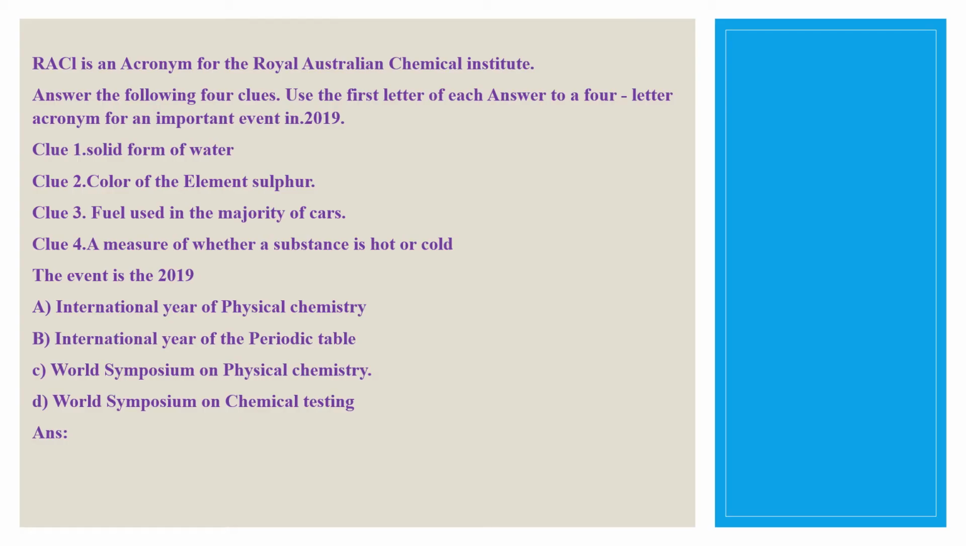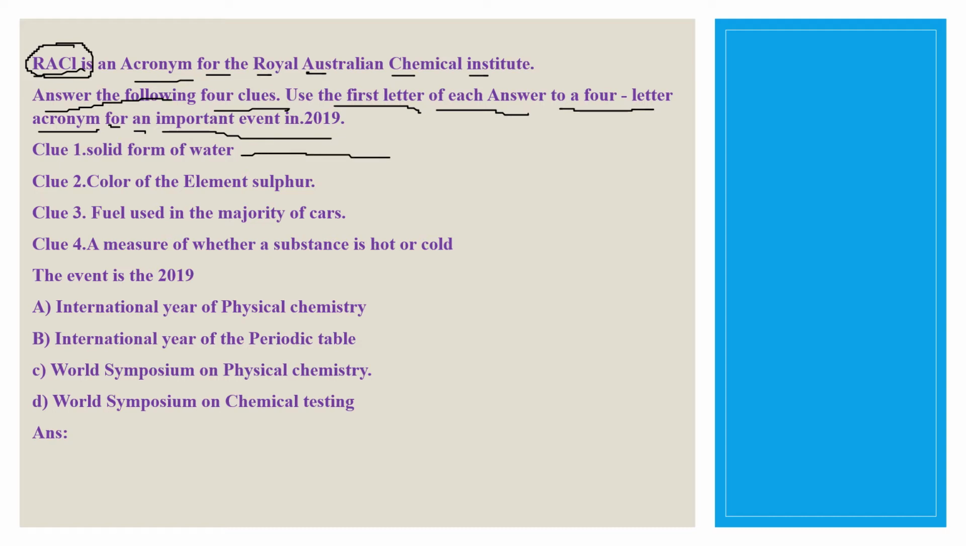First question. RACI is the acronym for the Royal Australian Chemical Institute. Answer the following 4 clues. Use the first letter of each answer to make a 4-letter acronym for an important event. So we'll see clue 1.